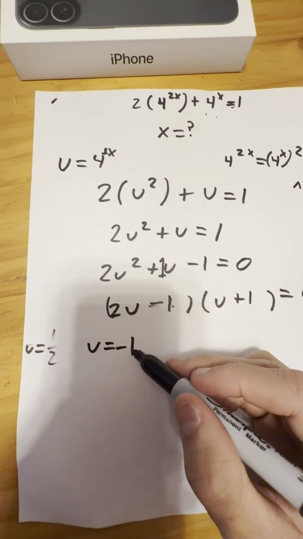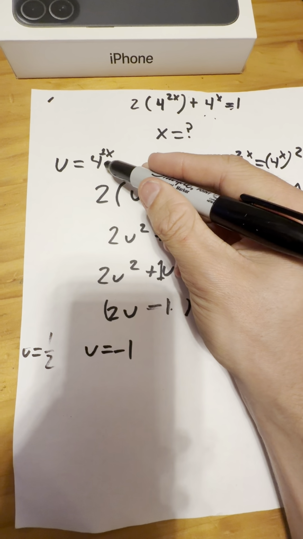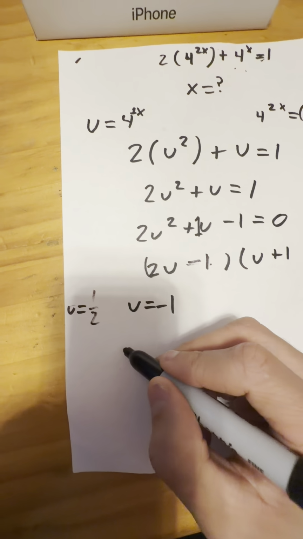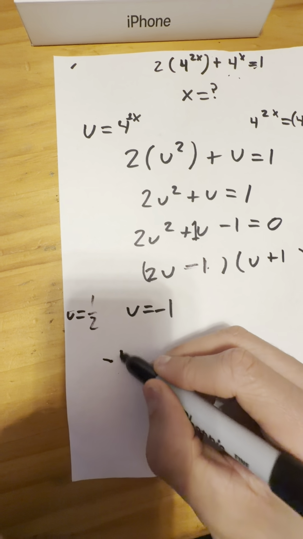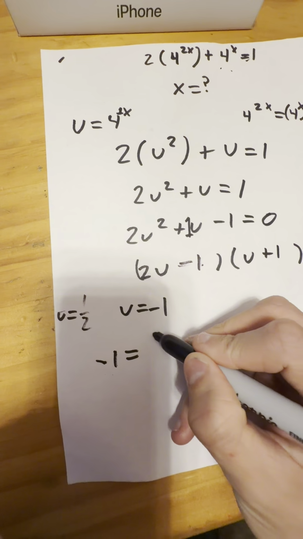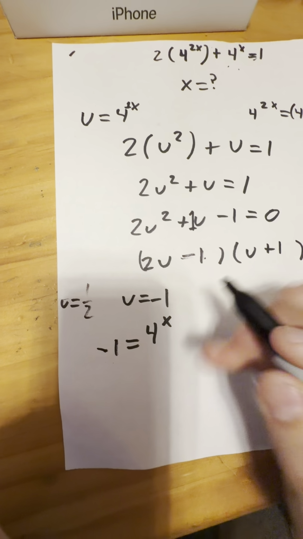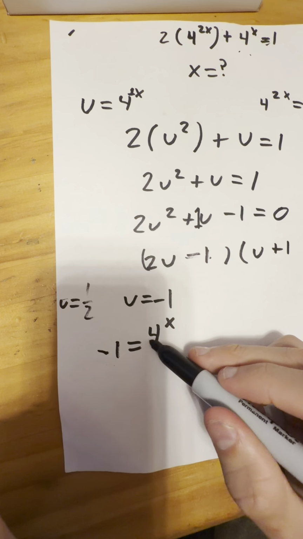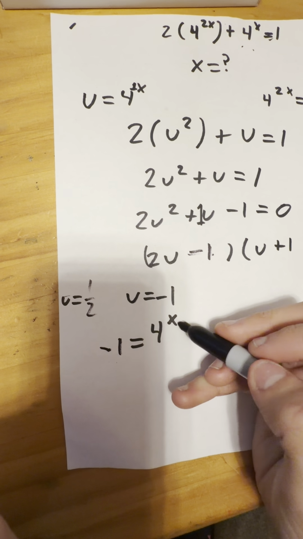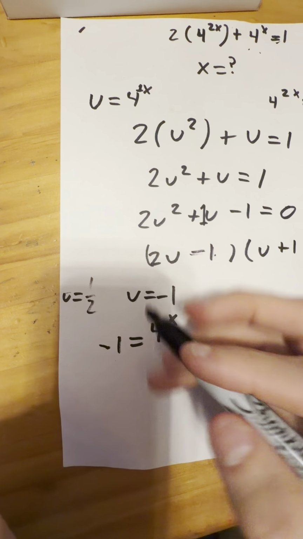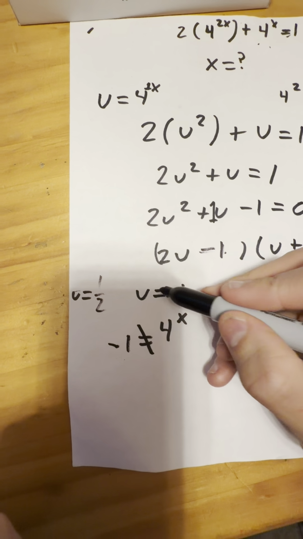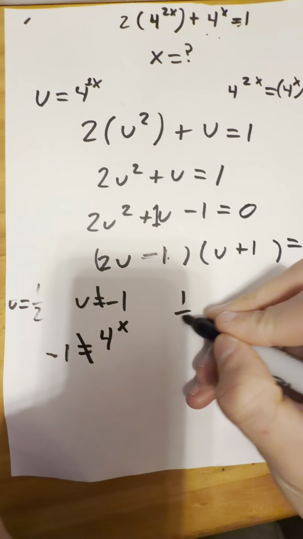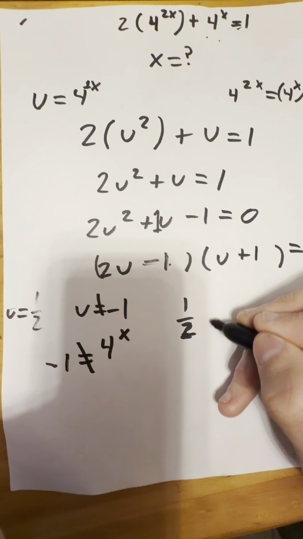All right. And then now we have to bring back this equation to find what x is. So -1, let's try this one first, equals 4 to the power x. All right, if you know some stuff, 4 to the power x is never going to be negative. So we could just take out this answer. This one, u equals 1/2, is going to have the answer because the other one didn't.